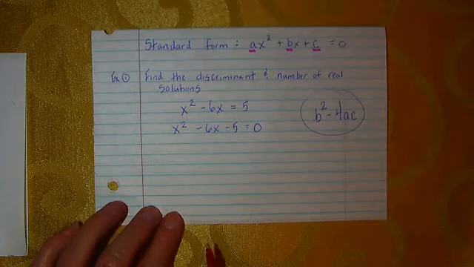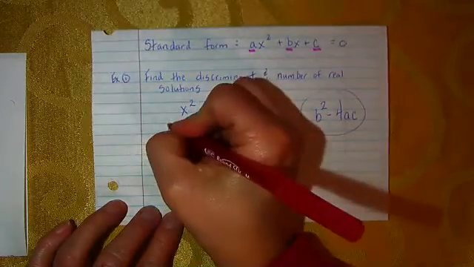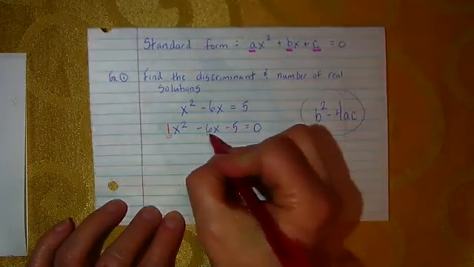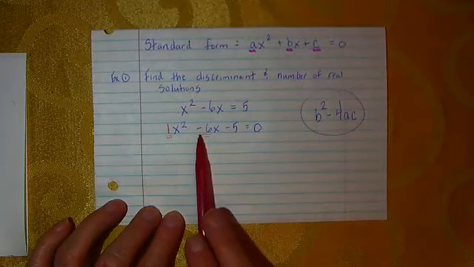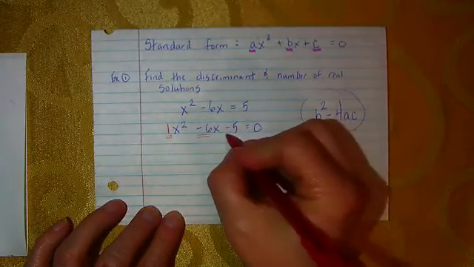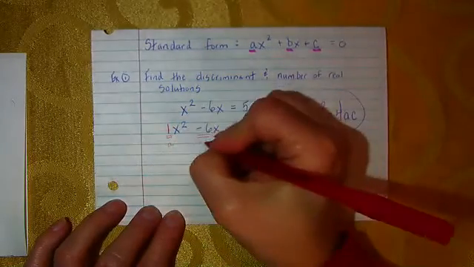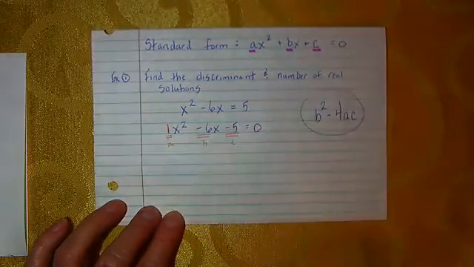My a value, I'm going to pencil in a 1. My a value would be 1. My b value is negative 6. And my c value is negative 5. Okay, so that's a, that's b, and that's c.